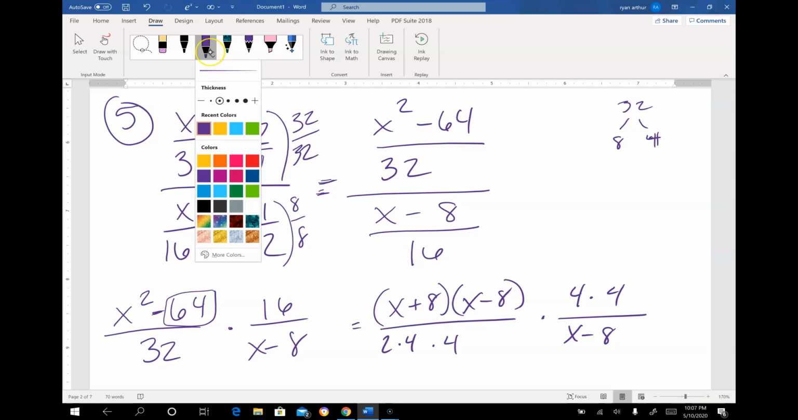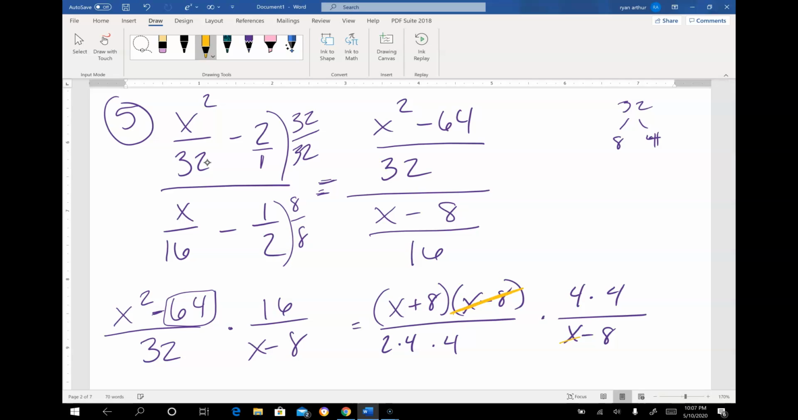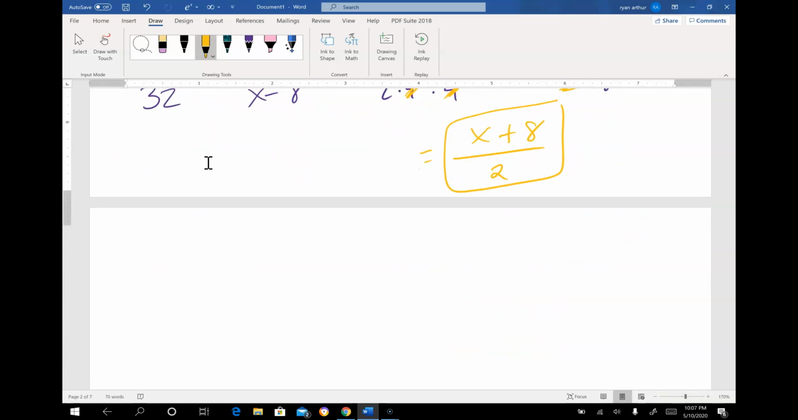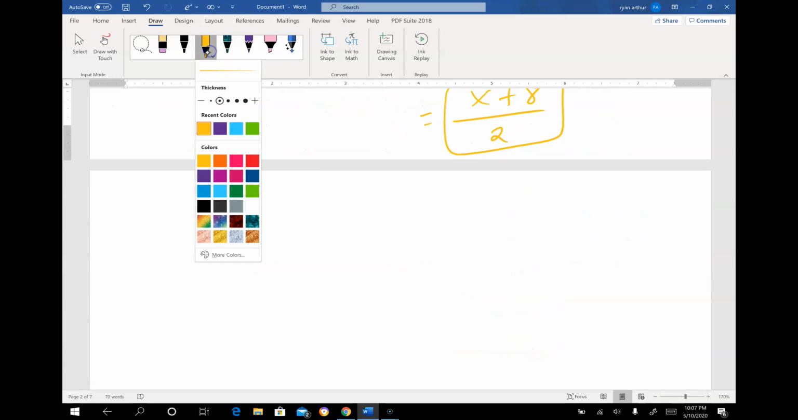So now we need to cancel out. If you look, I've got an x minus 8 on top, x minus 8 on bottom. A 4 on top, a 4 on bottom. 4 on top, 4 on bottom. Smush what you have left, which will be x plus 8 over 2. And that would be your answer. So you really need to know your adding and subtracting of rational expressions to do these complex ones.